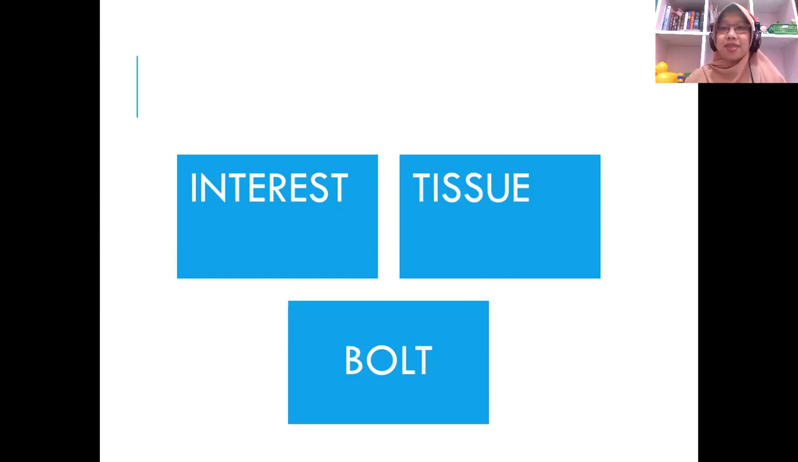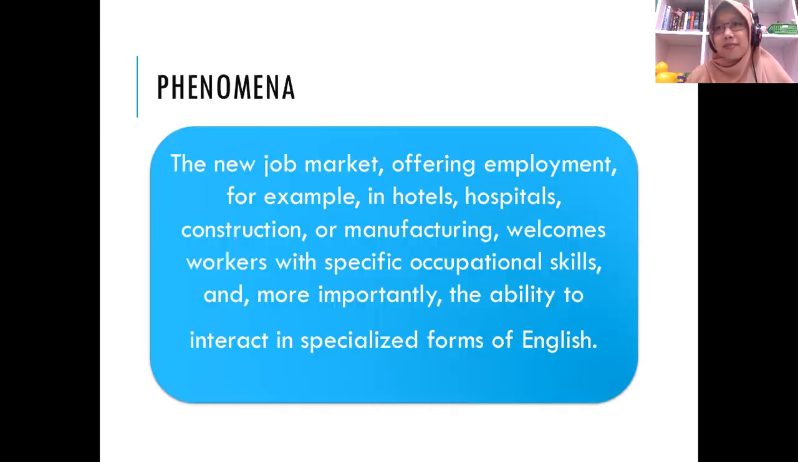And what about the next one? Bolt. Bolt and lightning, yeah. We normally use the word bolt for that case, but when we come to the engineering field, it has a different meaning. Bolt is a metal that is used to connect two objects. We call it in Bahasa Indonesia mur, ya. Mur, we call it bolt. All right, so this is the analogy why ESP needs to be learned, okay?